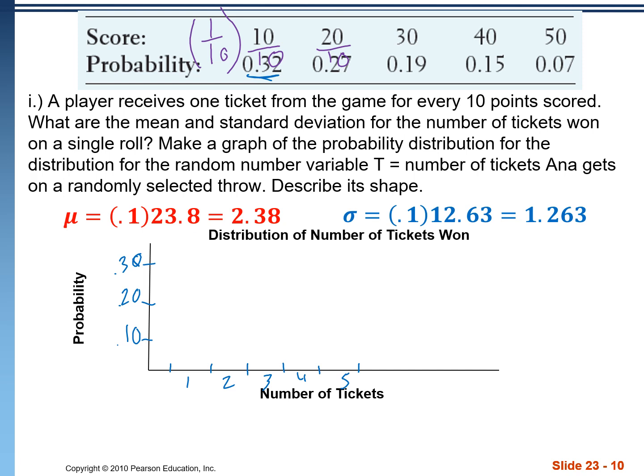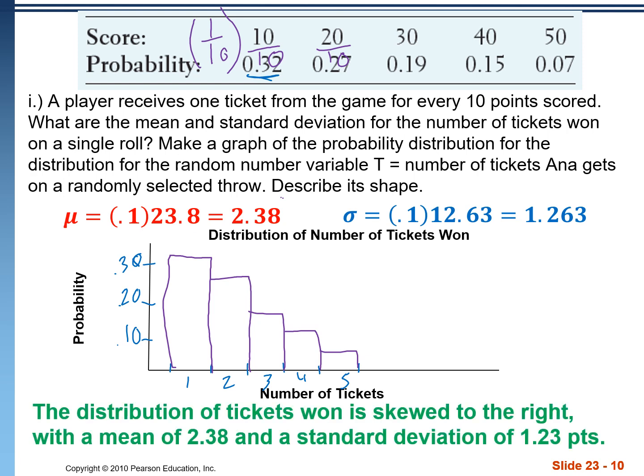Okay, and now we're just going to draw our histogram. So this is going up to 32%. That's a horrible rectangle, but I am drawing on a computer screen right now. 27% is about here, 19%, 15%, 7%. Okay, you want to make sure that your axes are labeled. We want to make our graph as neat and clean as possible. Put a title on the top, space out everything evenly, and describe the shape. We can see this is skewed to the right, and we found that center and spread, so I'm going to include that as well.